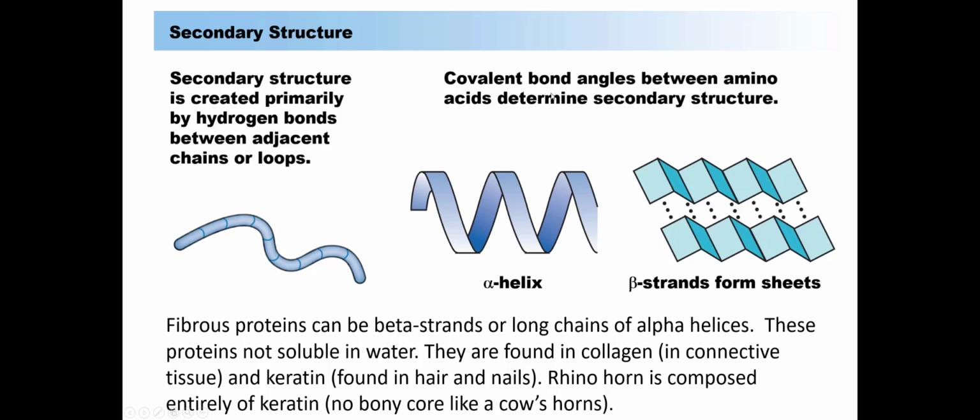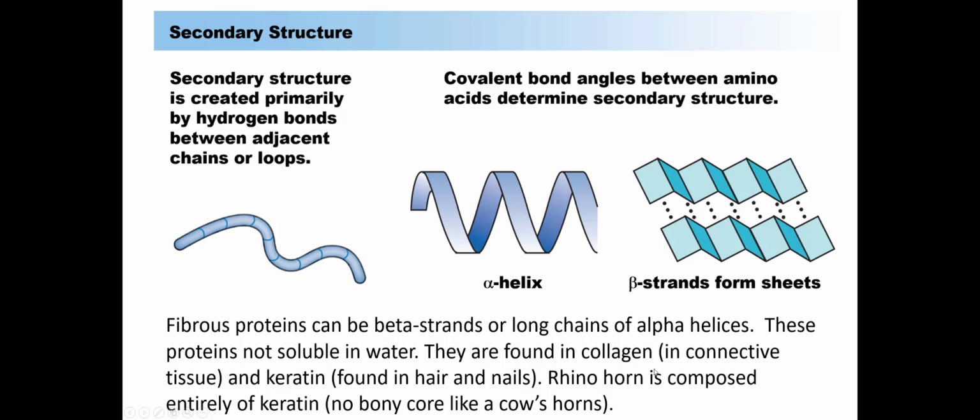Also, there are covalent bond angles between the amino acids that help to determine the secondary structure. So one form of secondary structure is an alpha helix, which you can see here. Another form is a beta strand, sometimes called a beta pleated sheet. So this forms a sheet-like structure. So these fibrous proteins can be beta strands or long chains of alpha helices. These proteins are not soluble in water.